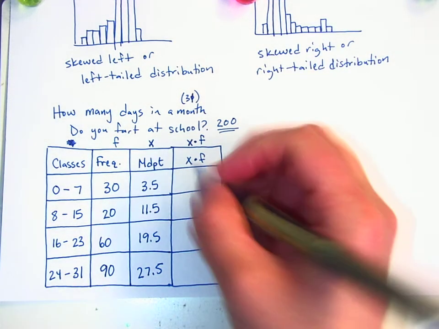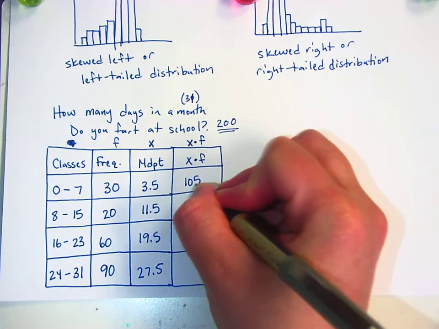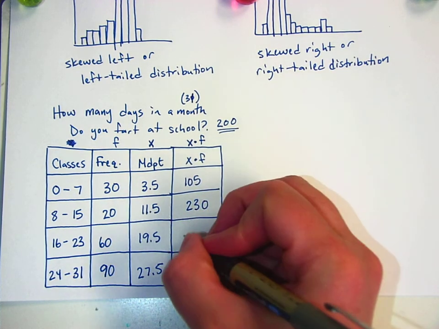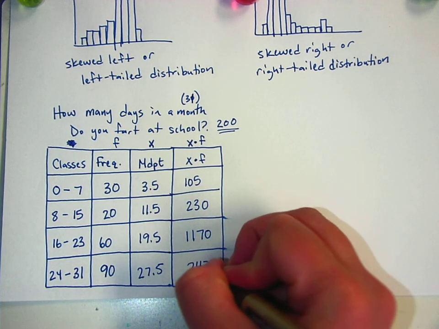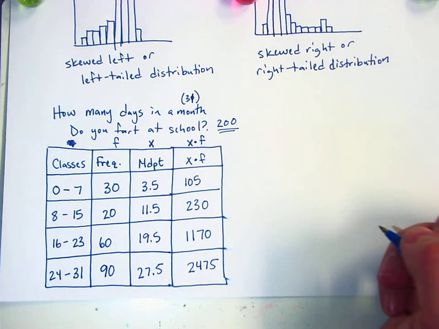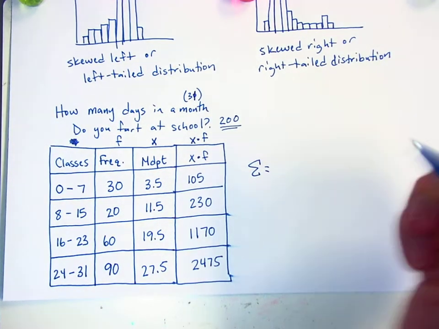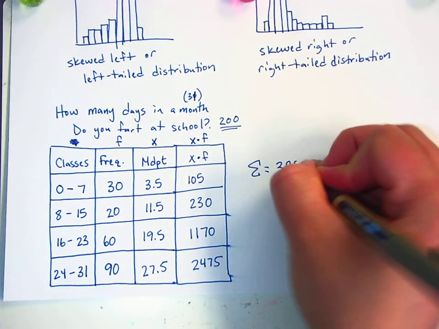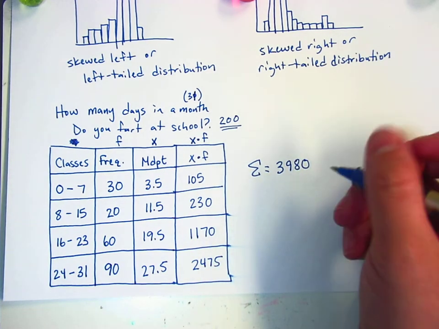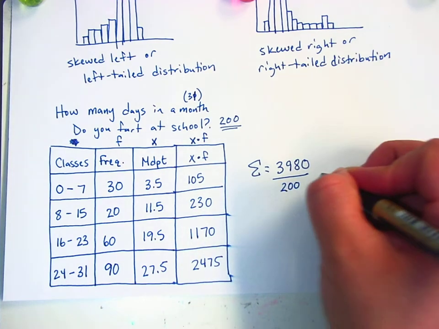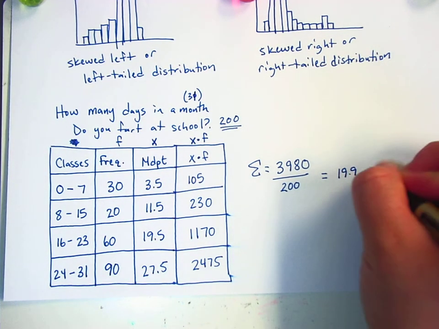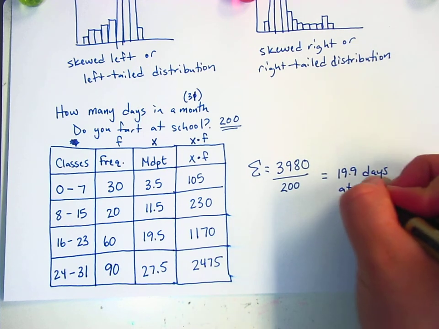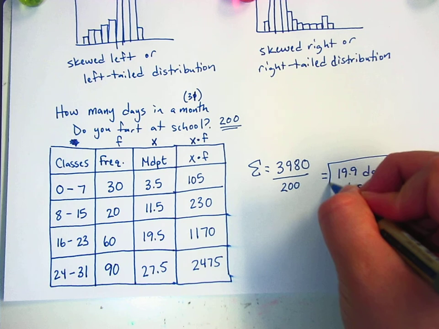Jaden, what'd you get for these numbers? 105, 230, 1,170, and then 2475. Everybody get the same thing as he did? Okay, and now if you add them all up, what do you get? 3,980. 3,980, confirmed by somebody else? Okay, and then we're gonna divide by 200. 19.9 days at school is the average of how many days in a month we're farting at school.